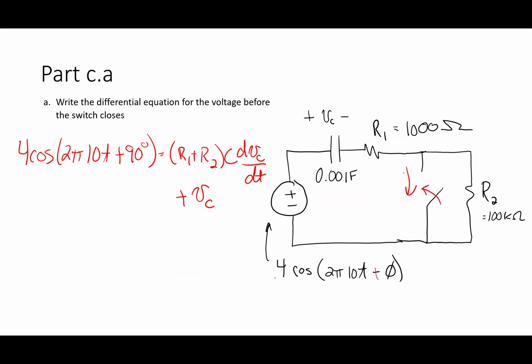What's happening when t equals 0? The switch closes. What I just solved for was the differential equation before the switch closes. So at time t equal to 0, what I said was, before the switch closes, I have V sub C steady state. Well, I'm in steady state. That's the important thing. I'm in steady state at that point.